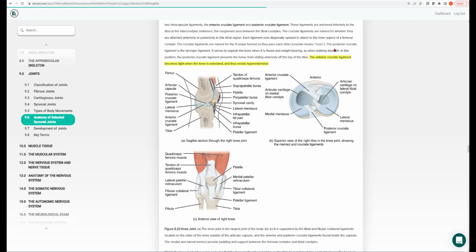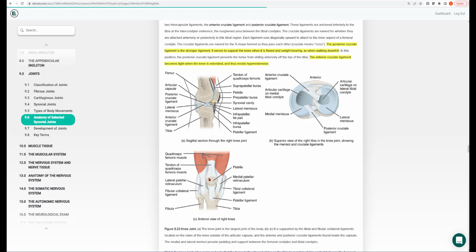The PCL, the posterior cruciate ligament, is a stronger ligament, so it doesn't get damaged as much, and it stops the knee from hyperflexing. Okay? So the hyperflexion is the job of the PCL, and the ACL stops hyperextension at the knee.